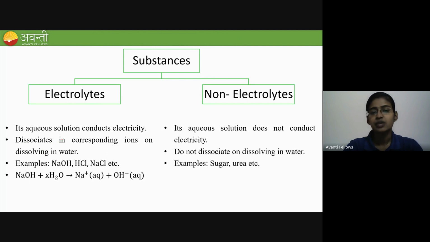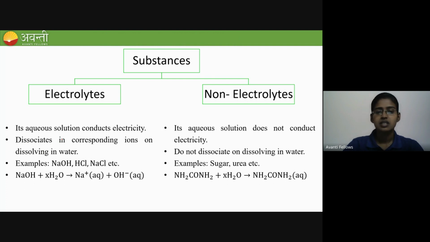Suppose I take urea. The formula for urea is NH2CONH2. It is an organic compound. If I dissolve this organic compound in water, you see here, the solid urea is getting converted to aqueous urea. That is the only change. It is not producing any cation or anion, so it will not dissociate on dissolving in water. Those substances are called non-electrolytes.